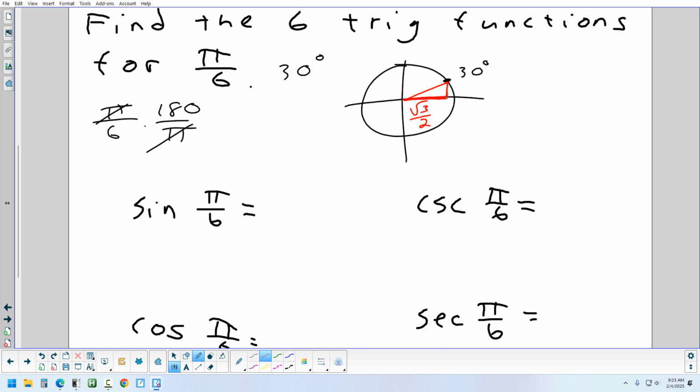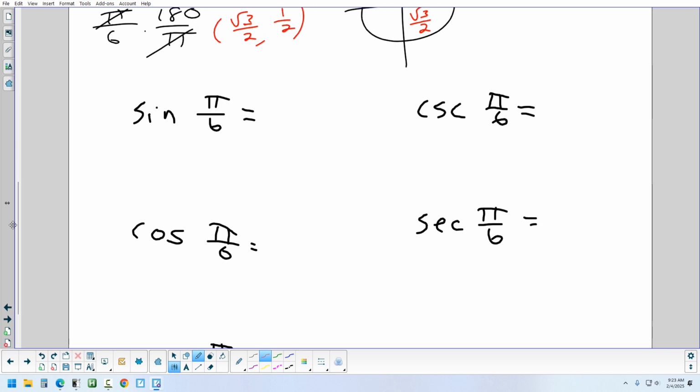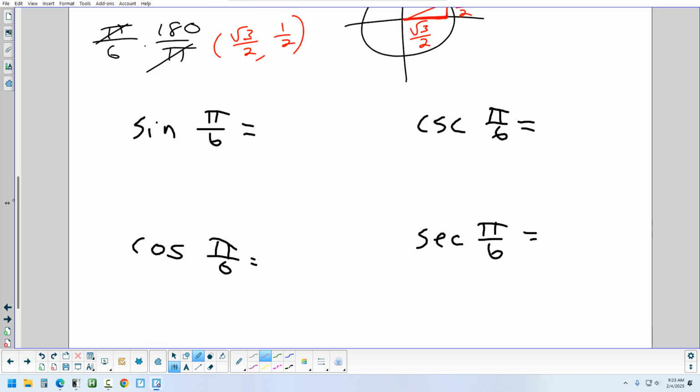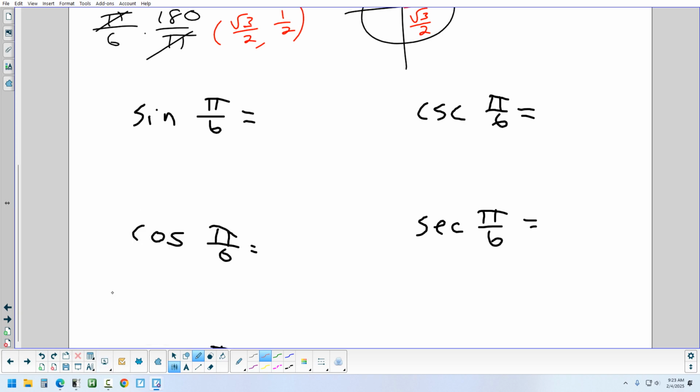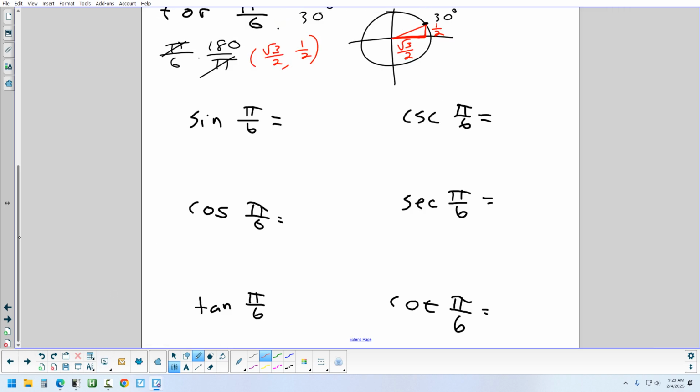And how much is the short side? 1/2. So now we know our coordinate is the horizontal, comma, and then the vertical. Horizontal, root 3 over 2, and the vertical, 1/2. Both positive because we are in quadrant 1. All right, now we'll go through our 6 trig functions. Let's start with the sine. What's going to be the sine of pi divided by 6? Yep, it's the y value, which is 1/2.